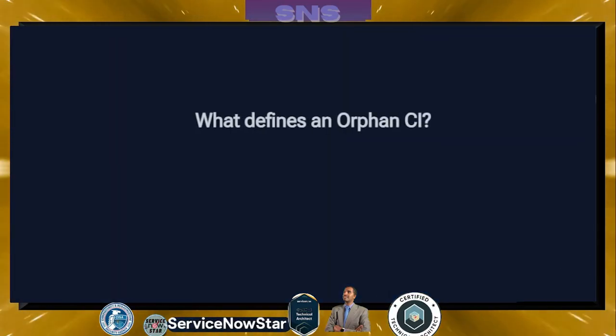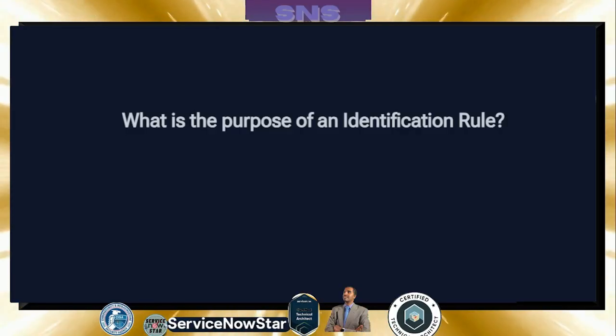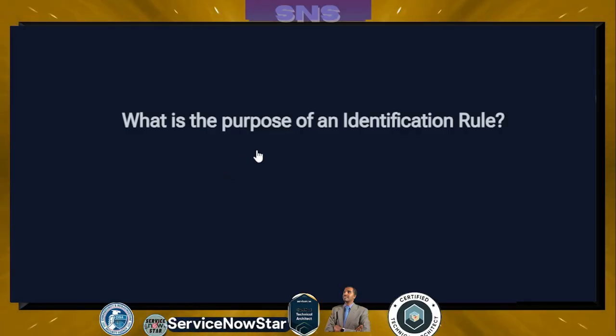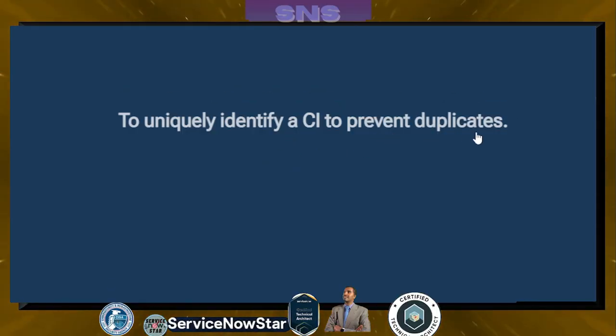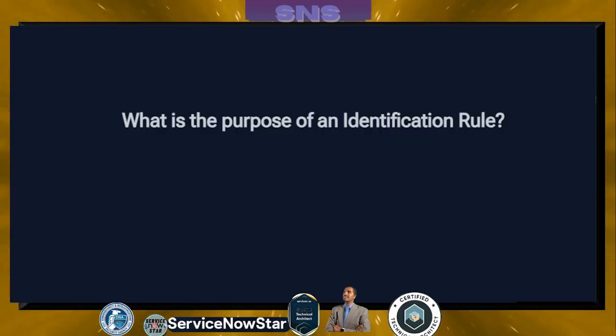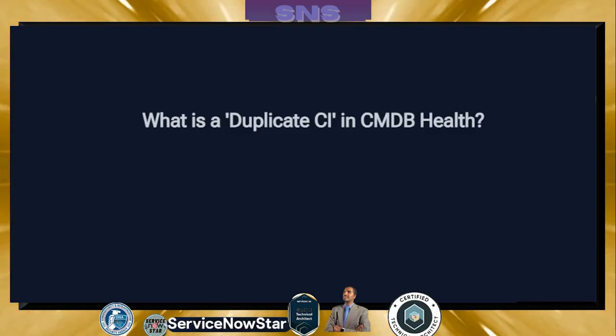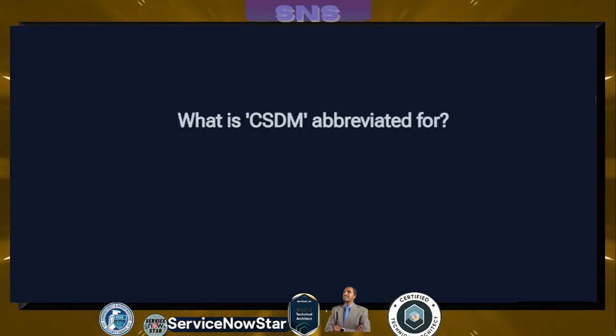Okay, orphan CI. An orphan CI is a CI that doesn't have any relationship. What's the purpose of identification rule? To prevent duplicates. That's how you prevent duplicates, by creating an identification rule. All right, so we're gonna connect those together.